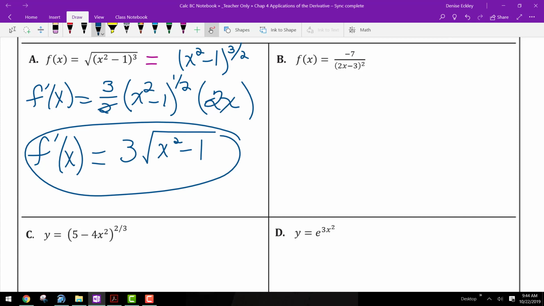Okay, I'll leave letter B for you to do. Very similar. Let me do letter C. That's also pretty similar. And then let me do letter D.